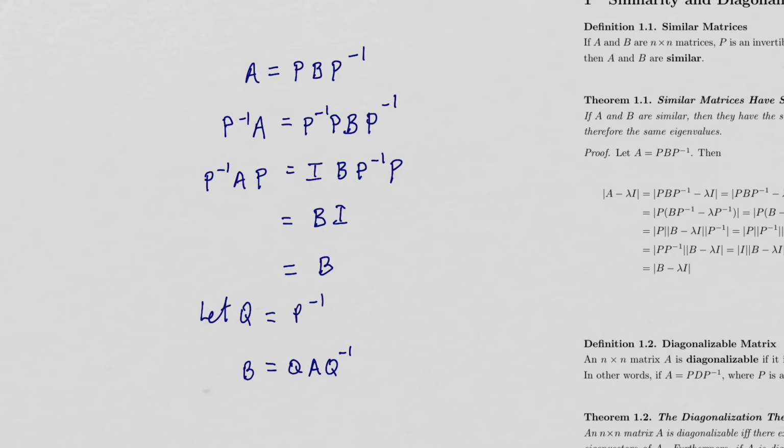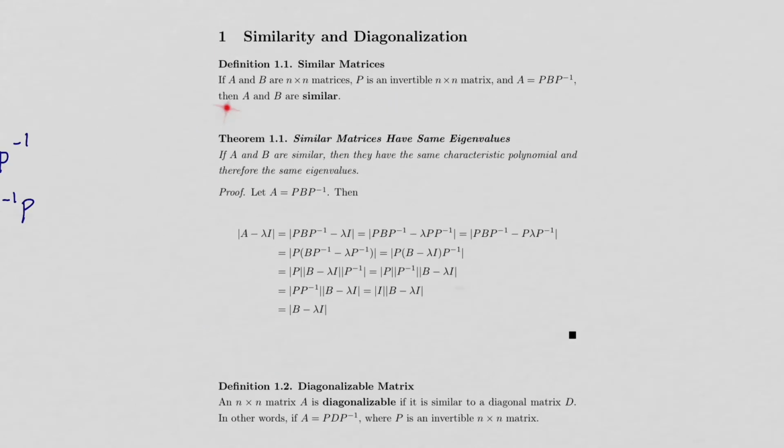And then if we let Q equal P inverse, I can write B equals Q A Q inverse, and Q is an invertible n by n matrix, and therefore we could say B is similar to A. So in our definition of similar matrices here, we can say that A and B are similar. A is similar to B, and B is similar to A.